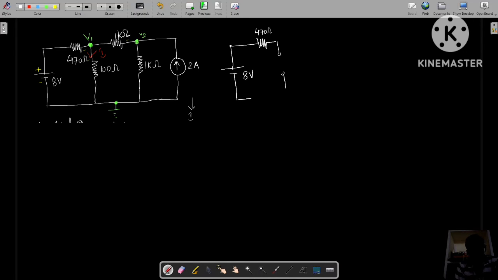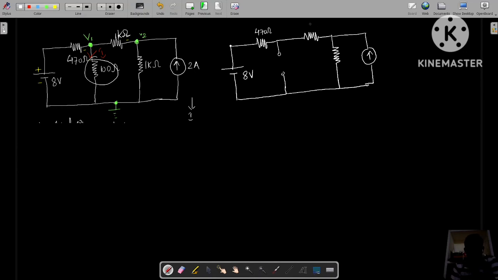Through whatever element we want to find the current, that element must be opened, because at those open circuit terminals we need to find Thevenin's voltage and Thevenin's resistance, which are VTH and RTH, and then apply Thevenin's theorem to find the actual current. Okay, so this is the actual circuit. By opening this element, I am considering the remaining elements as they are, 1 kilo ohm, 1 kilo ohm.